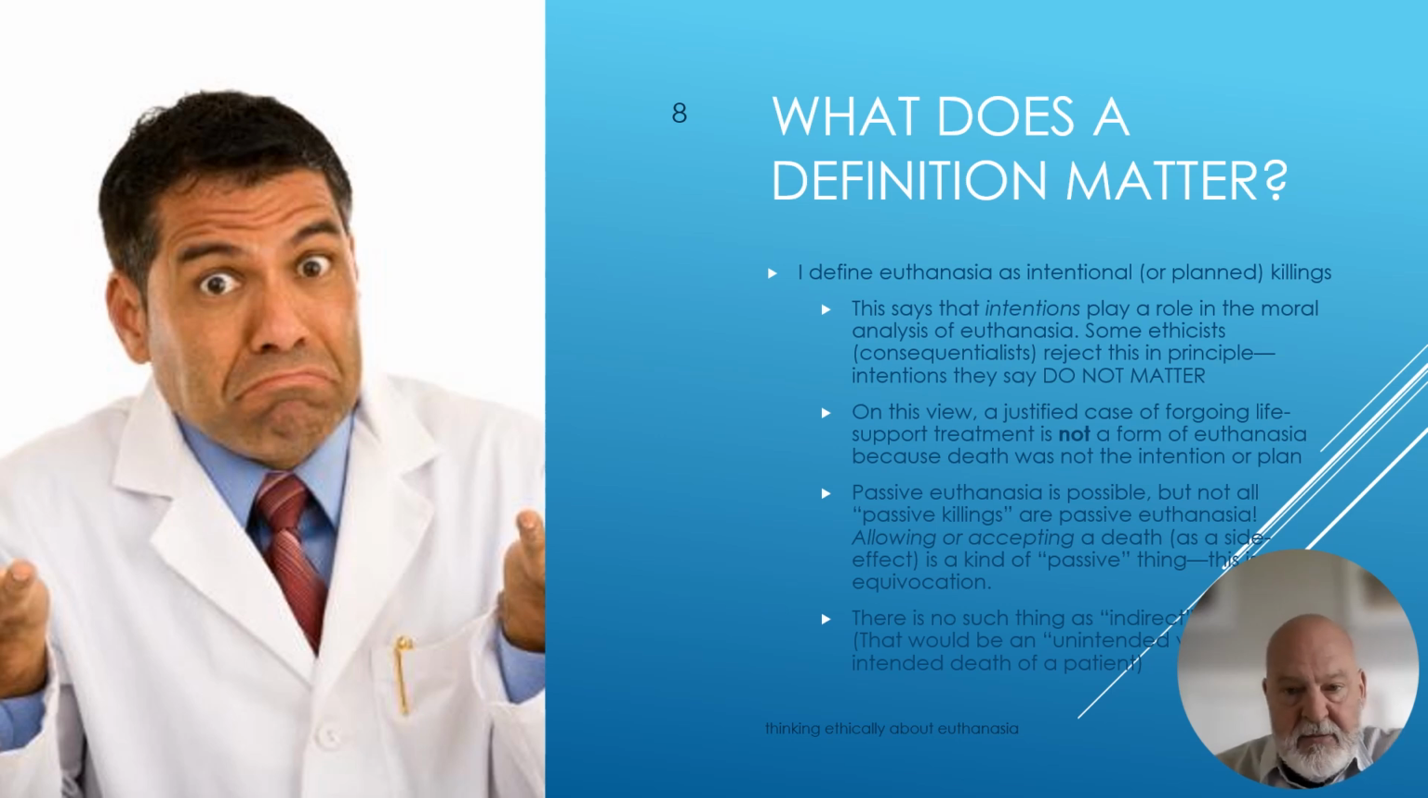A justified case of foregoing life support is not a form of euthanasia because death was not the intention or the plan. Passive euthanasia is possible, but not all passive killings are passive euthanasia. Allowing or accepting a death as a side effect is a kind of passive thing. That's the principle of double effect, right? But to call that passive euthanasia is an equivocation. And then again, there'd be no such thing as an indirect euthanasia. You can't have an unintended, intentional death, right?